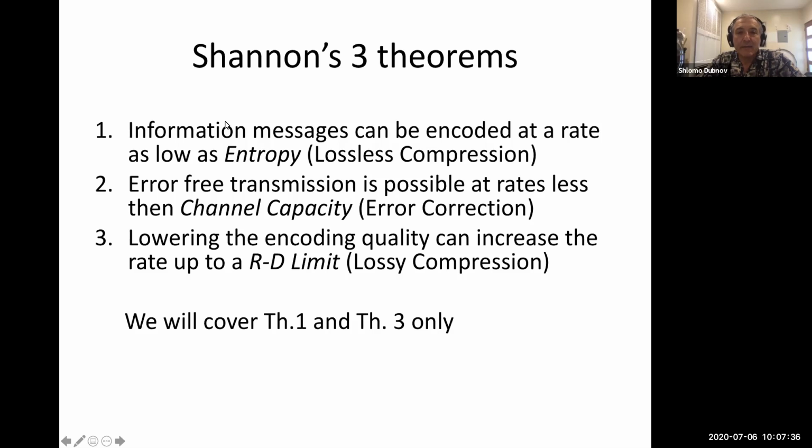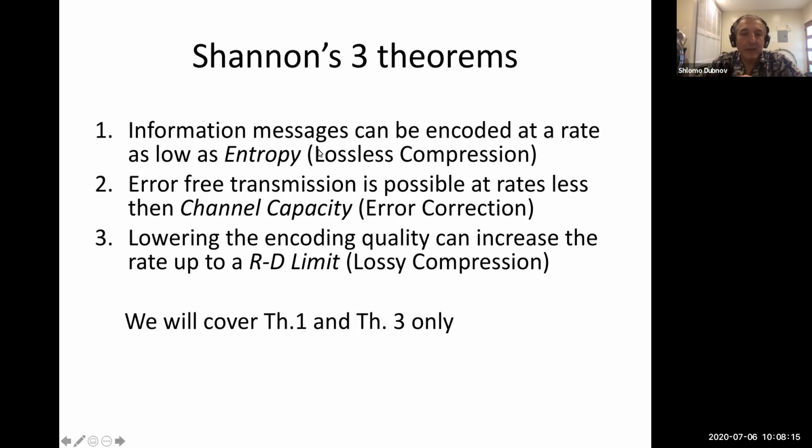One is that information source, or messages from an information source, can be encoded at a rate, and rate means really bits per message, or bits per symbol in the message, as low as entropy. So there is a lower bound to the number of bits that you can assign to your messages, and this lower bound can be calculated if you know the probability of the information source. You have this function called entropy. We'll talk about this in a second, but it takes a probability distribution and gives you a number.